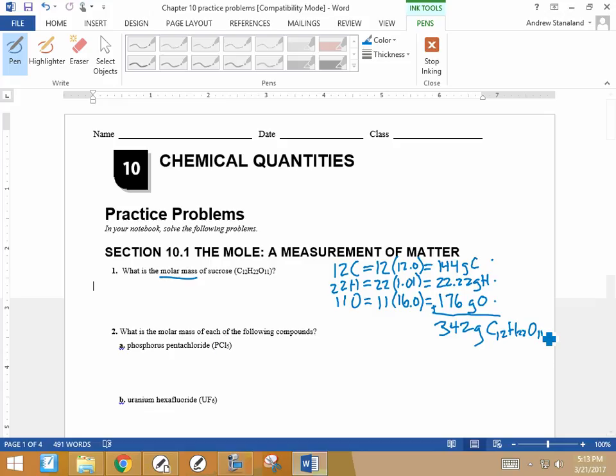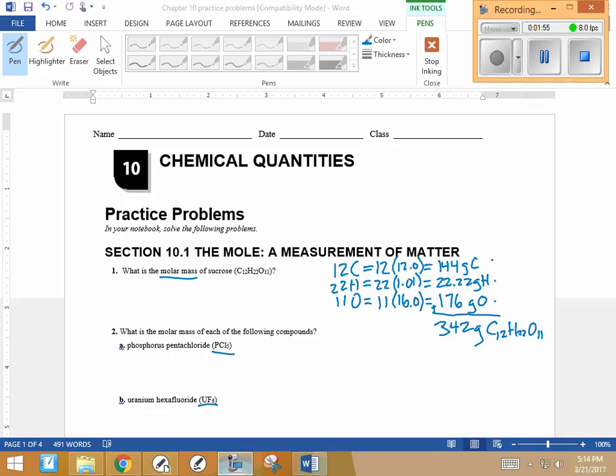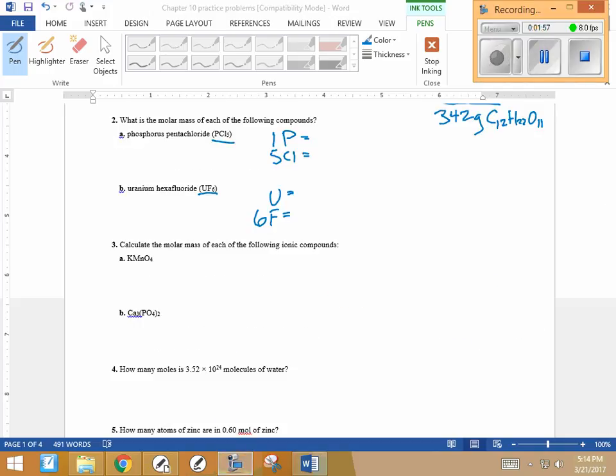Now, you can do the same thing for the following: molar mass for phosphorus pentachloride and uranium hexafluoride. Okay? I'll just go ahead and set them up, but you're going to solve these. And that's kind of your hint for the next two, 2A and B. 1 phosphorus, 5 chlorines. 5 times the atomic mass units for chlorine. Same with uranium hexafluoride. And find me that molar mass.